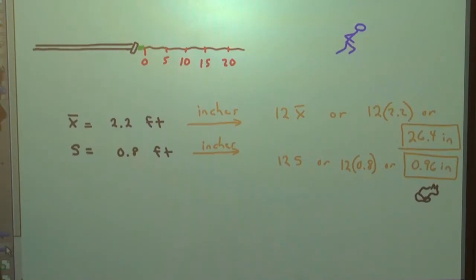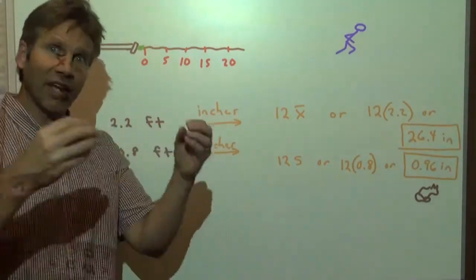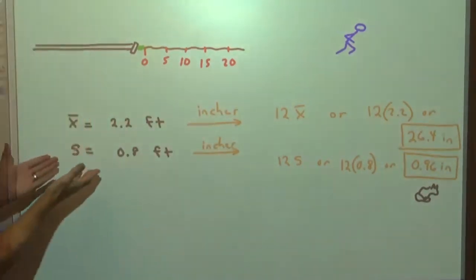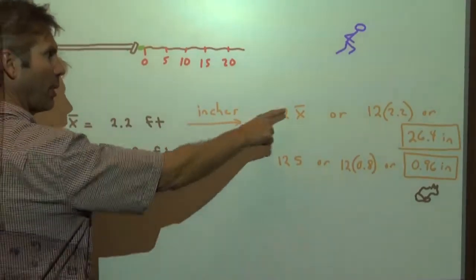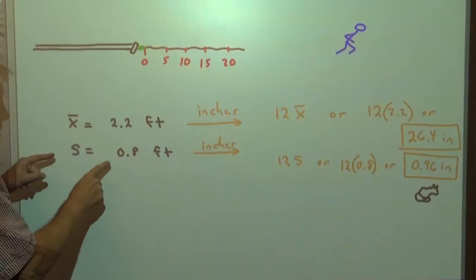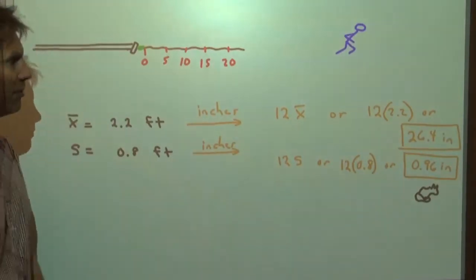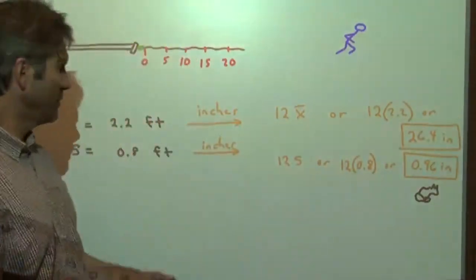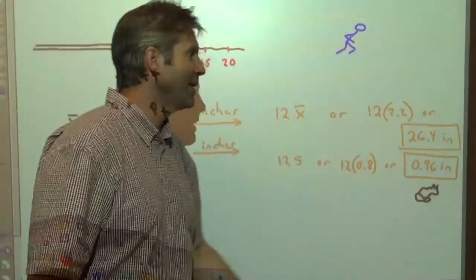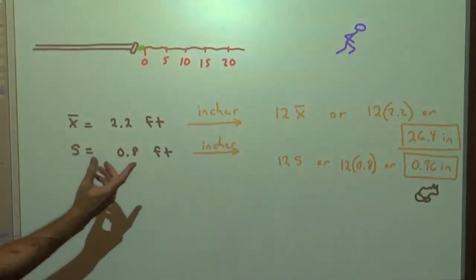So what's going to happen? Changing from feet to inches, a unit change. How will it affect the summary data? Well, the sample mean will get multiplied by 12, and the sample standard deviation gets multiplied by 12. So the new mean is going to be 26.4 inches, and the new standard deviation is going to be 0.96 inches.